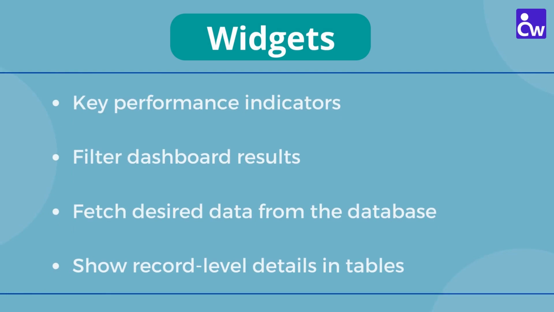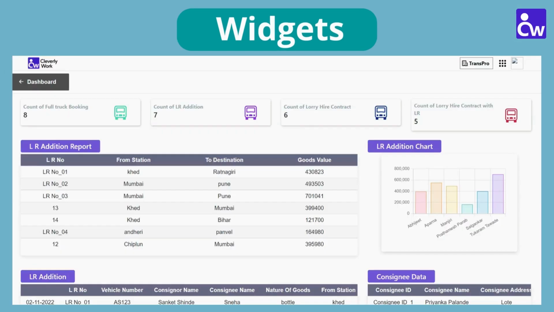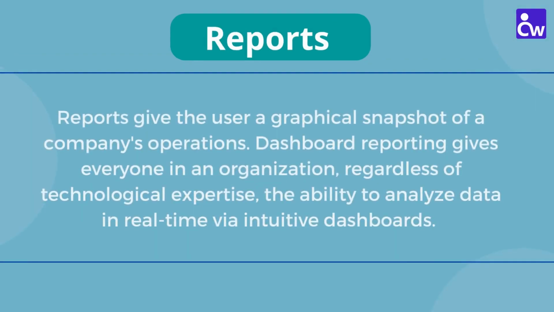In the dashboard designer, you can add different widgets to perform functions. For example, widgets can calculate key performance indicators, filter dashboard results, fetch desired data from the database, and show record-level details in tables. 4 widgets can be seen in Transpro reports for different types of counts. Reports give the user a graphical snapshot of a company's operations.